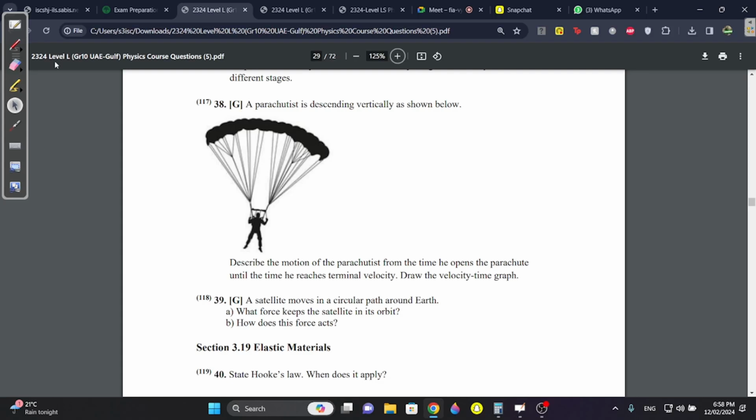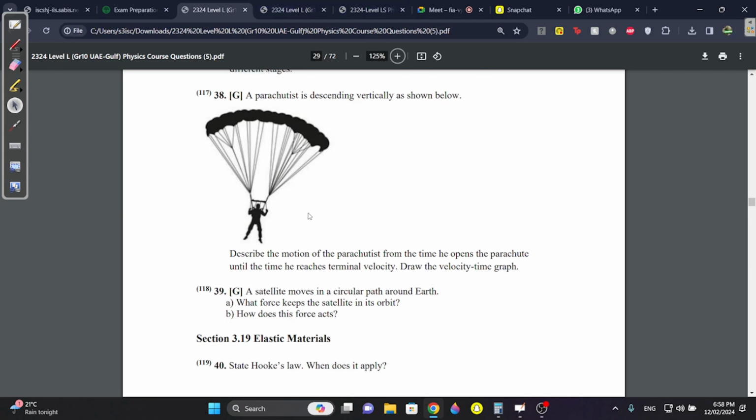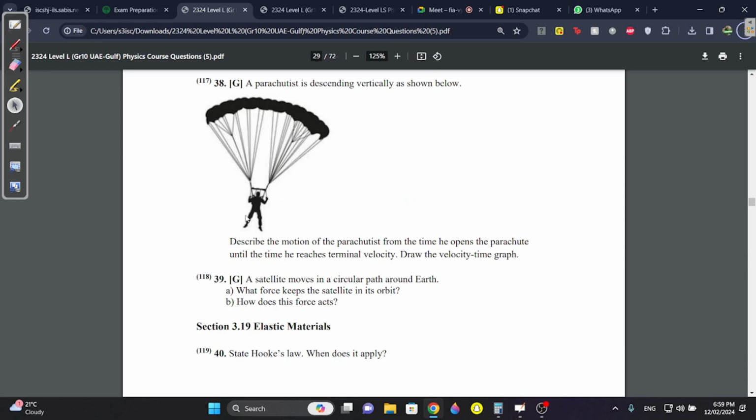Okay, this is the physics course revision questions. I'm going to be doing the grids and tops. The first question is this.